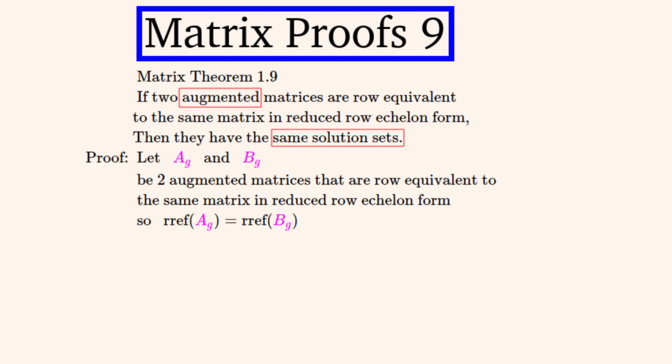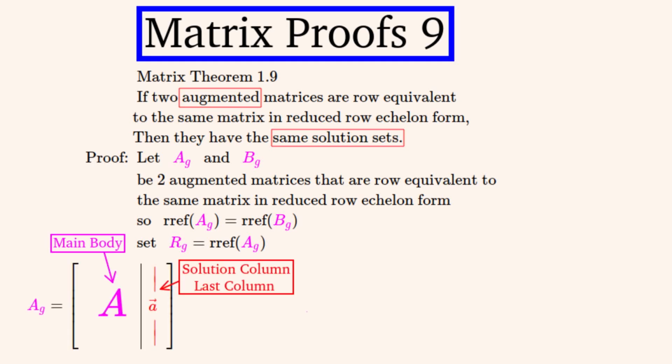We'll just write this down mathematically. This function gets the reduced row echelon form of a matrix and produces the same value for both of these matrices. And for convenience, we'll set this matrix RG to be the reduced row echelon form of both of these matrices.